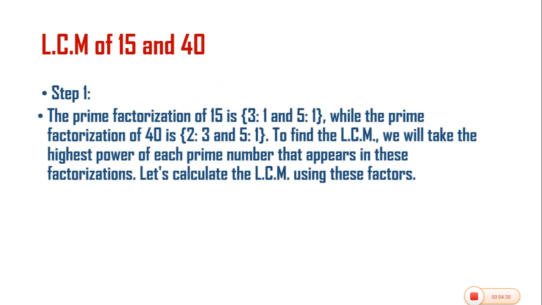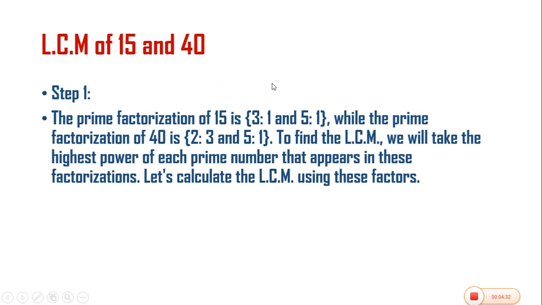Let's take another example. Let's find the LCM of 15 and 40 using the index method. The prime factorization for 15 is 3 raised to power 1 and 5 raised to power 1, while the prime factorization for 40 is 2 raised to power 3 and 5 raised to power 1. To find the LCM, we take the highest power for each prime number that appears in this factorization. For 2, the highest power is 3, 2 raised to power 3.